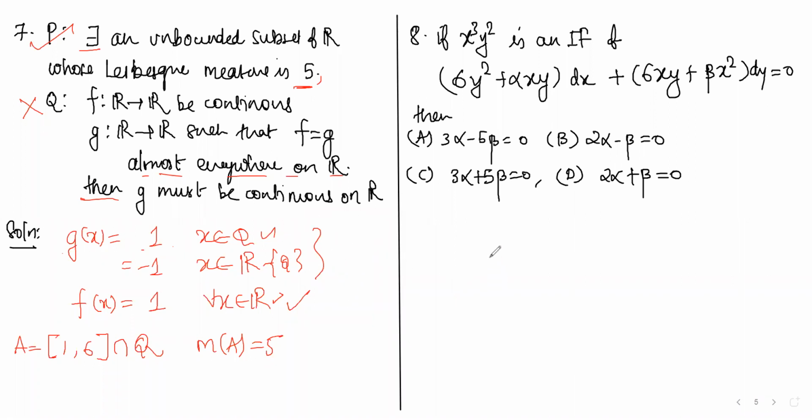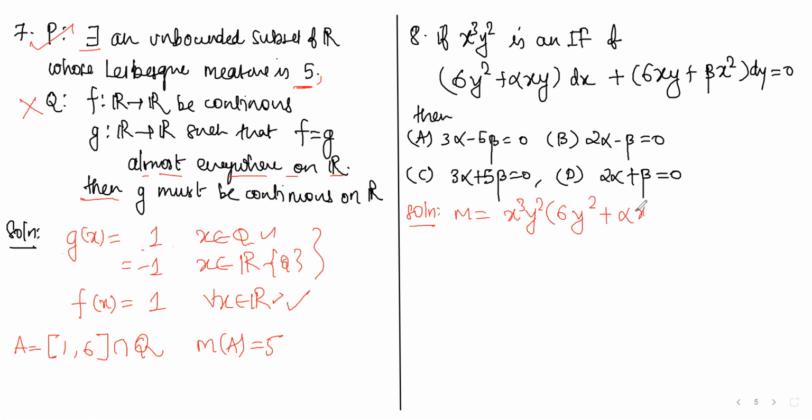Okay, and now for this 8th problem, it simply says that x cube y square is an integrating factor for this. That means if I multiply this entire quantity with x cube y square, my differential equation will be exact. So I'll multiply x cube y square with this quantity, taking each term separately.